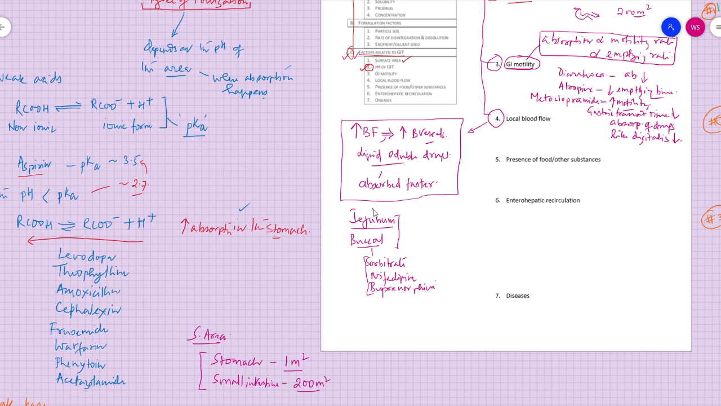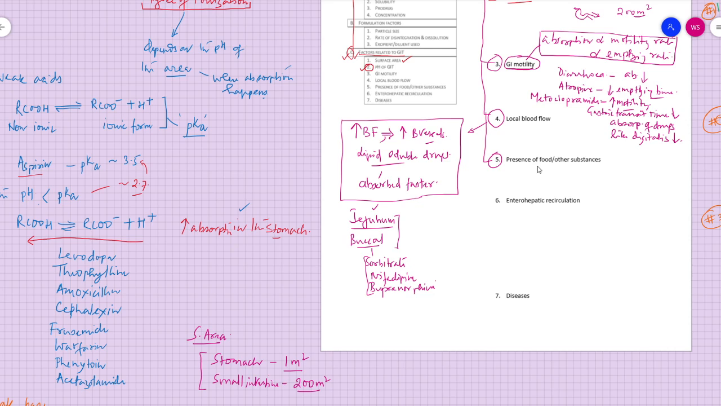And jejunum: lots of drugs are absorbed in the jejunum because there are lots of blood vessels. Local blood flow also determines the rate of absorption of drugs from the GIT. Let's visit the next point, which is the presence of food or other substances.